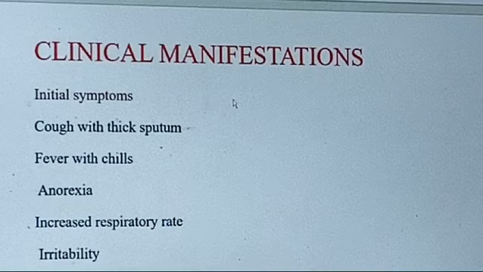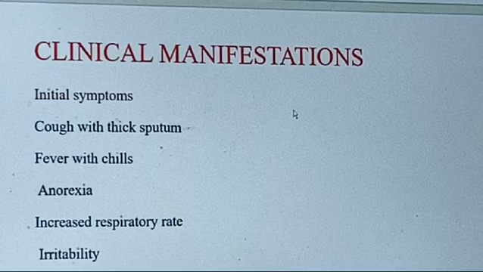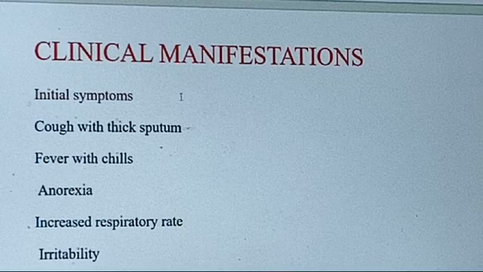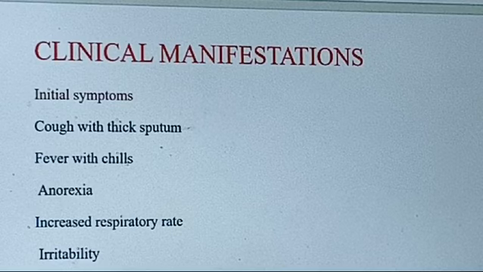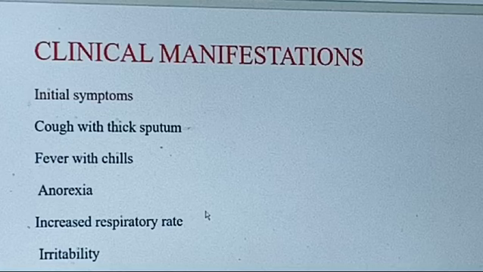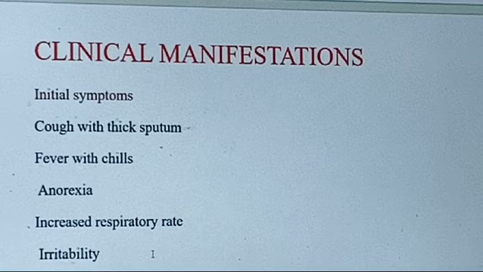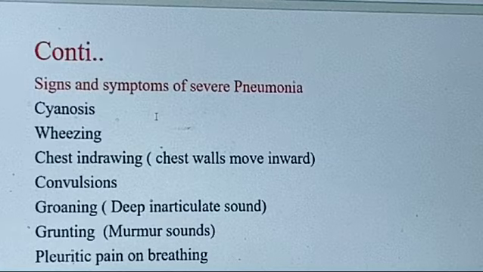So how can you identify that a person has pneumonia? There are 2 kinds of symptoms, initial symptoms and severe symptoms. In the initial stage, a person also gets some symptoms, and you can identify that it may be pneumonia. What are the initial symptoms? The person has cough with thick sputum; you can suspect pneumonia. Fever with chills, anorexia, increased respiratory rate, rapid respiration, irritability, and sore throat.